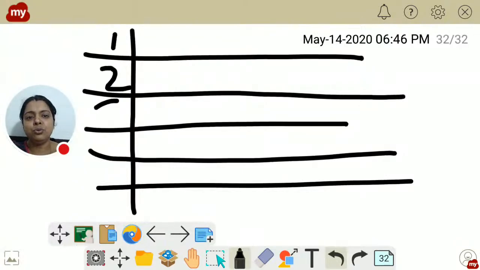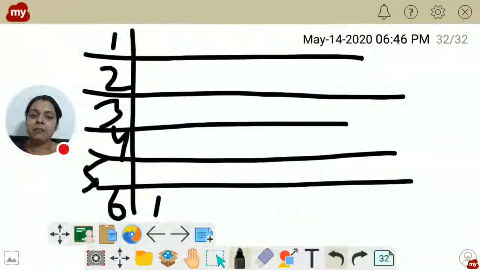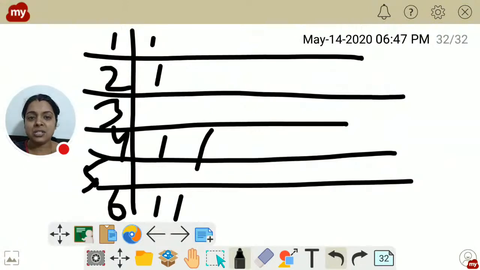1, 2, 3, 4, 5, and 6. If I get 6, I'll mention here first time. If I get 4, I'll mention here. If I get 1, I'll mention here. Again, I got 6. Again, I got 2, 4. Again, I got 1. So this is the way we go for the tally bar. If you go for the tally bar, you can easily find out the whole calculation, right?